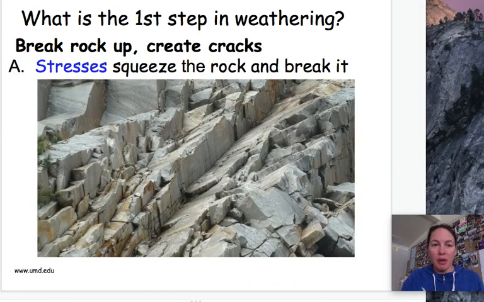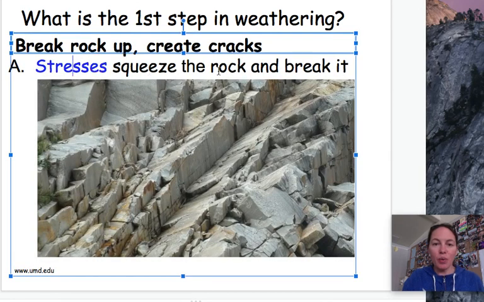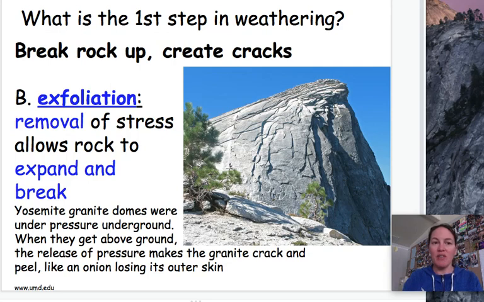So the first step in weathering is to break the rock up and create cracks. There are a couple ways this can be done. One is that you can have stress that squeezes the rock up to break it. This is, imagine you put rock in a vice grip and you press and you press and you press on it until the stress breaks the rock. The other option is the opposite. So this is called exfoliation. If you know that sometimes people use exfoliation when they rub skin off. And it's the same idea with the rock. So instead of the stress pressing on the rock to make it more compressed, the stress actually is removed from the rock. And as the stress is removed, the rock expands and breaks.